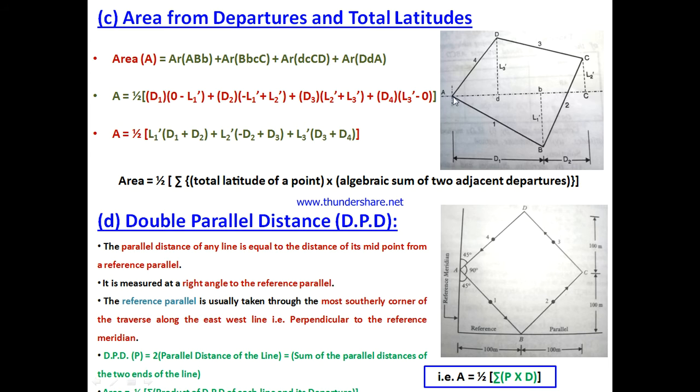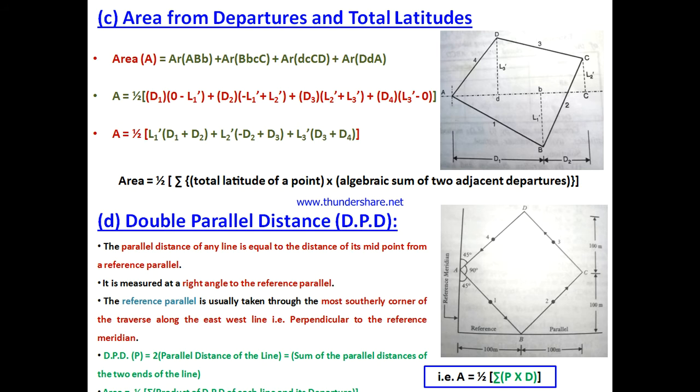So 0 minus L1 here, multiplied by the d1 distance. Now if the reference meridian is considered here, then we are going from A to B, which is towards the direction of easting, so I am taking it as positive.